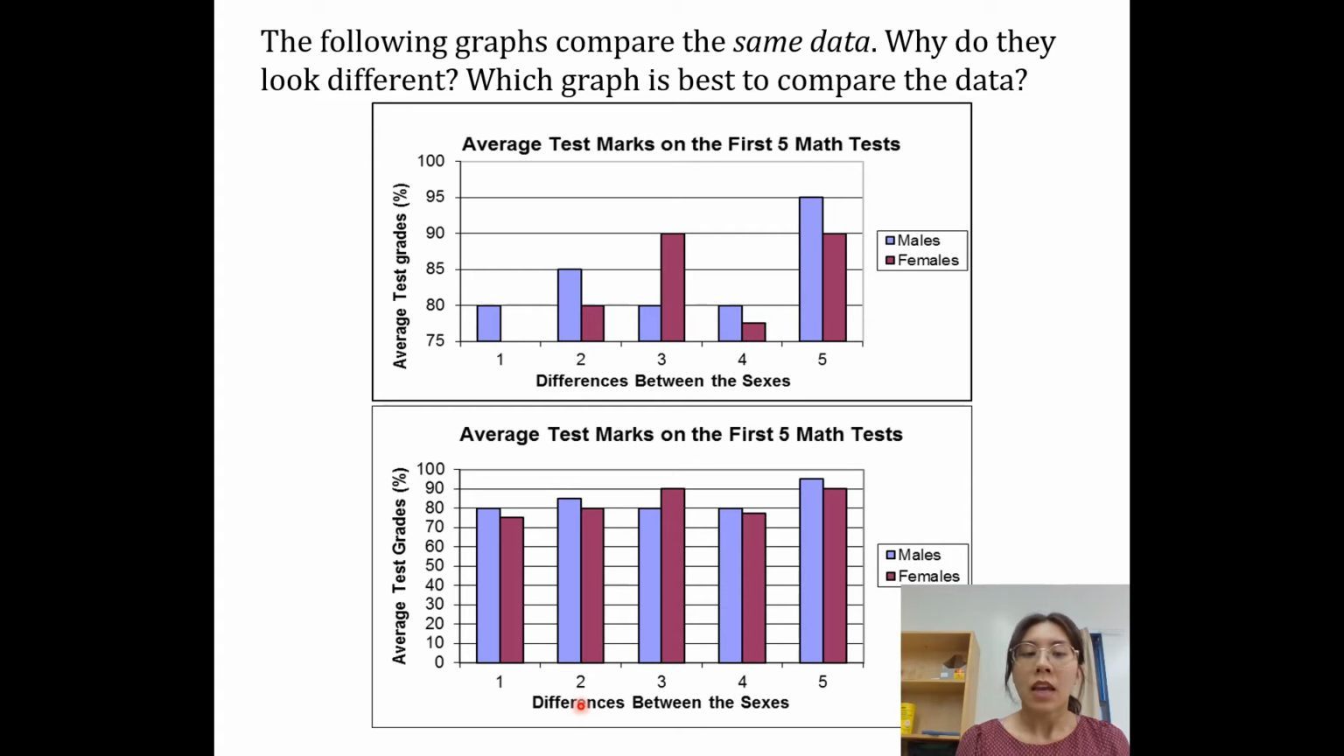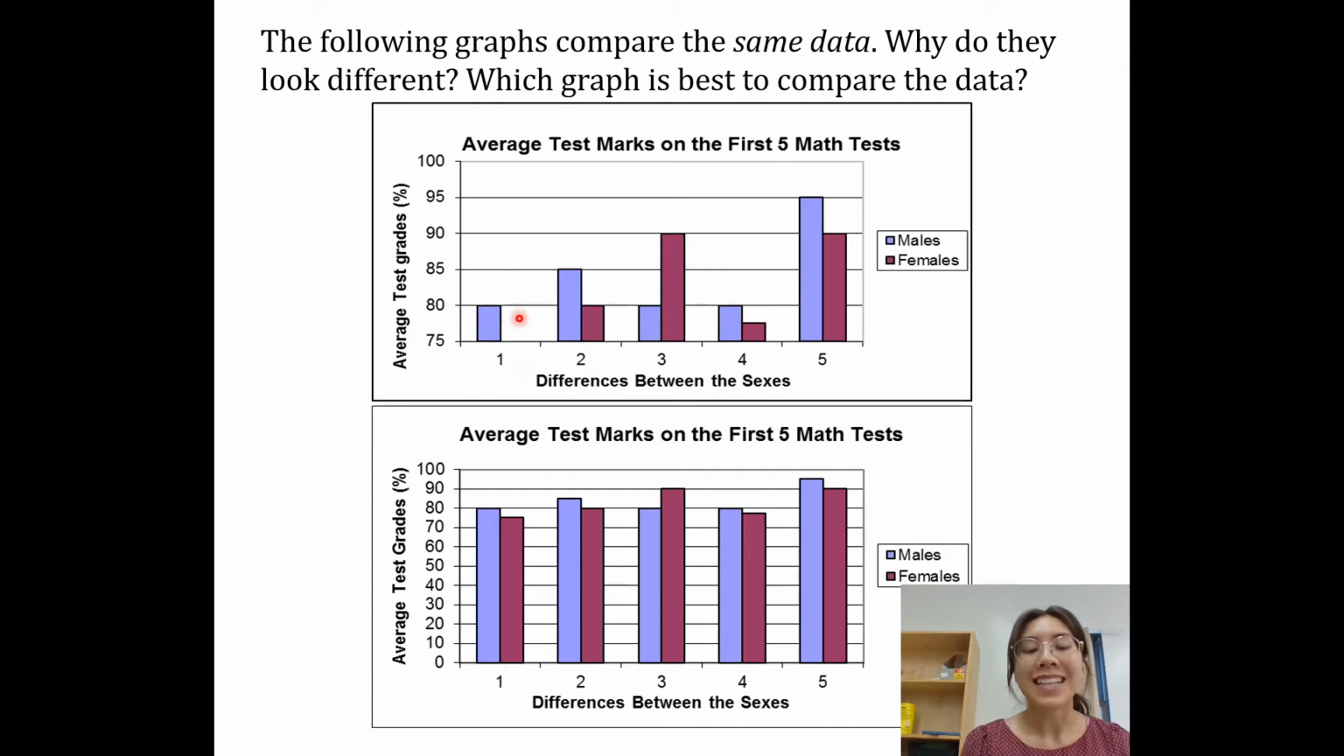Now, based on what we have talked about already, which graph is better at comparing the data between the test scores of males versus females? And I'm hoping that you chose the bottom graph. The reason being is the top graph is very, very misleading. In the top graph, because it is zoomed in, it seems like there are big differences between the scores of the females versus the males.